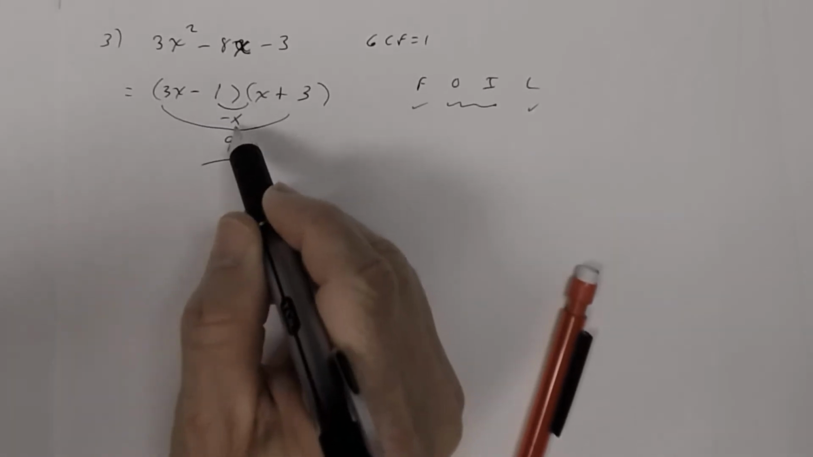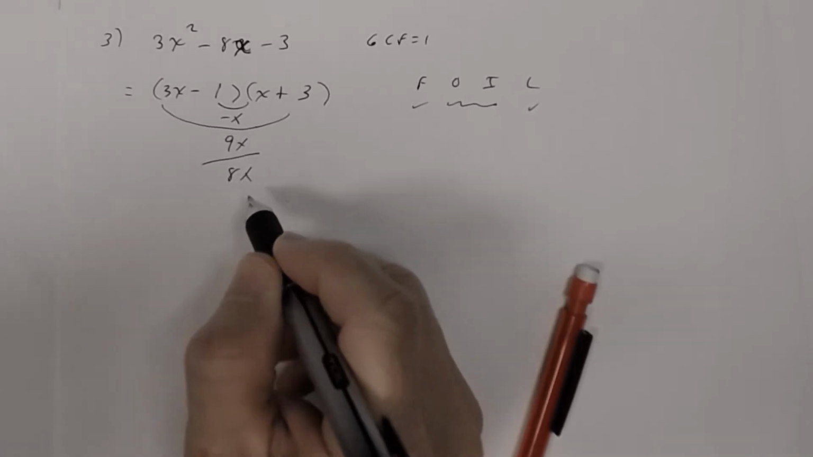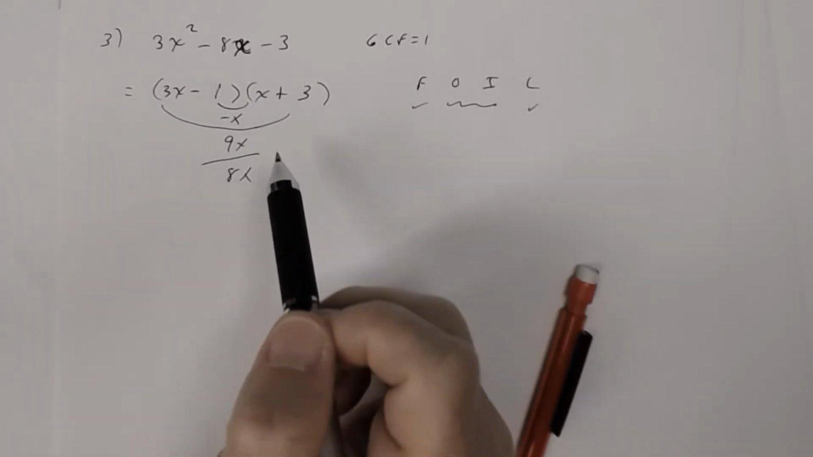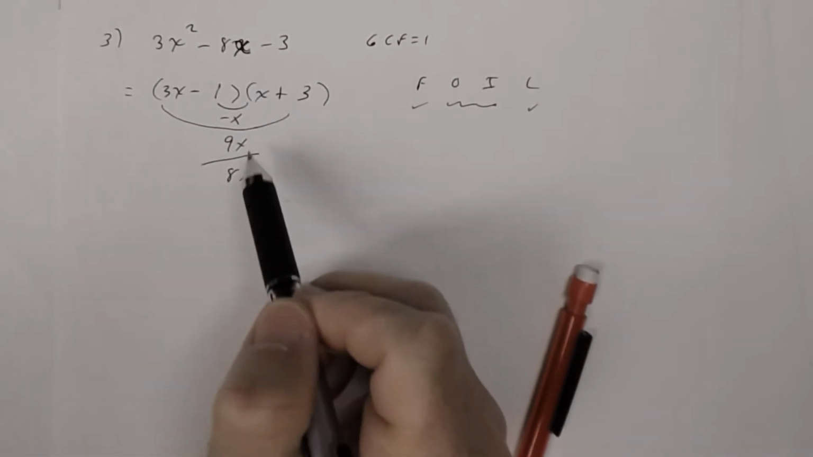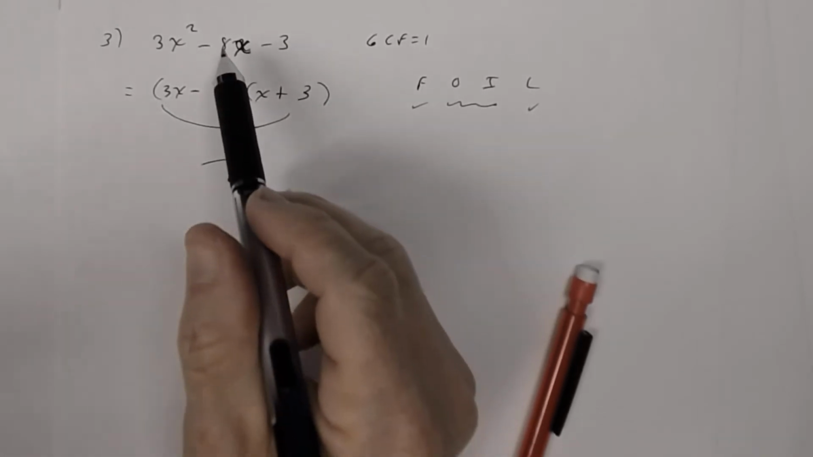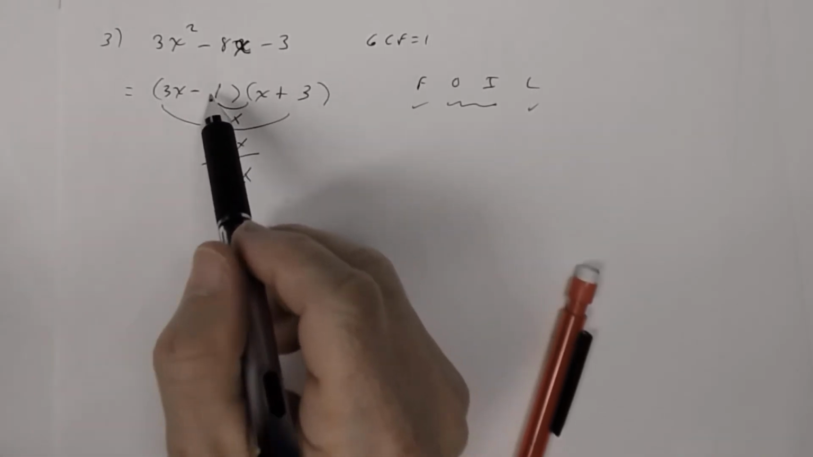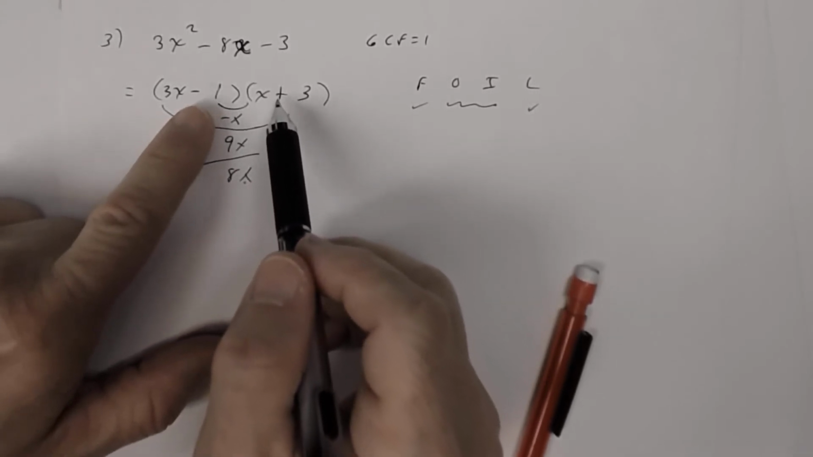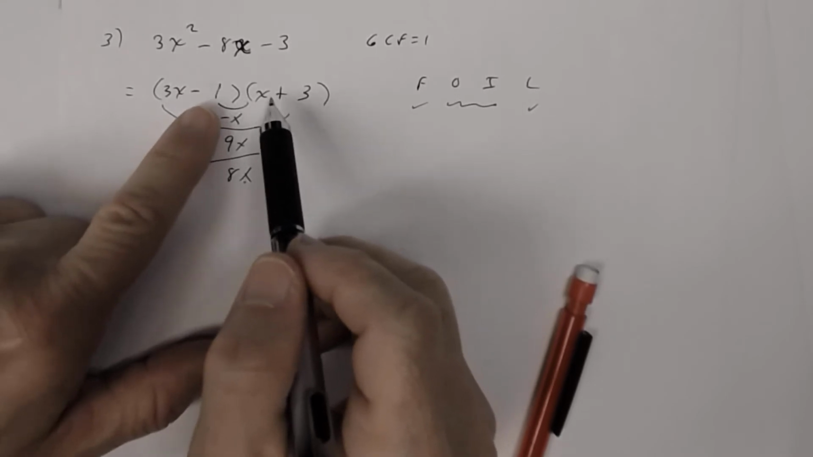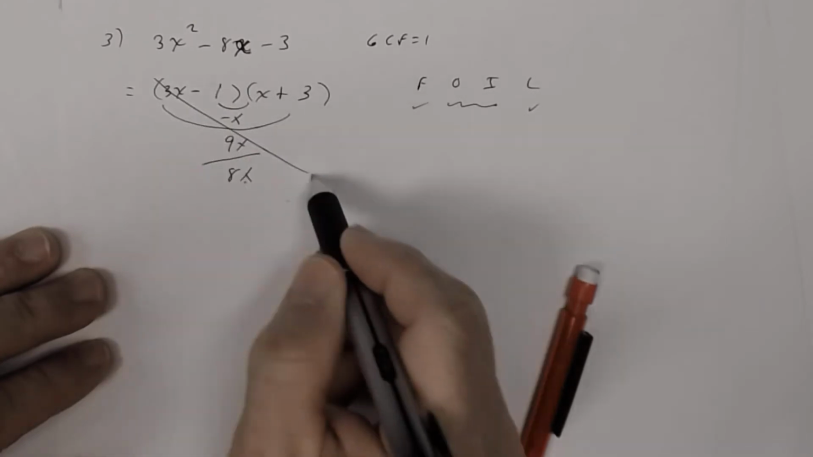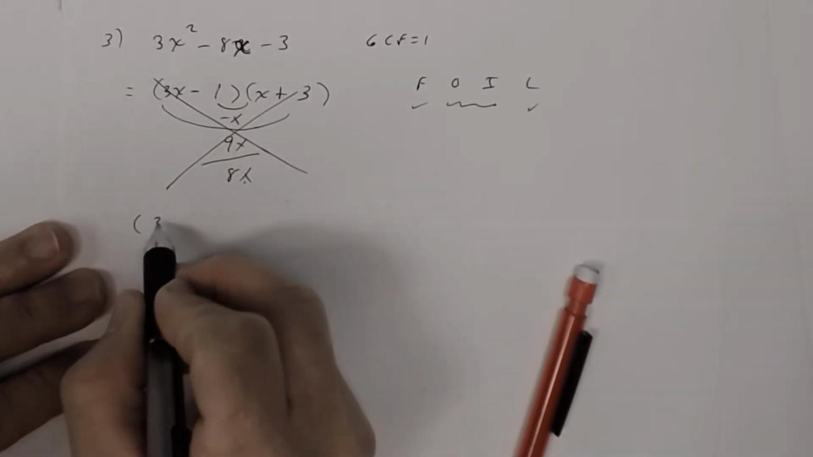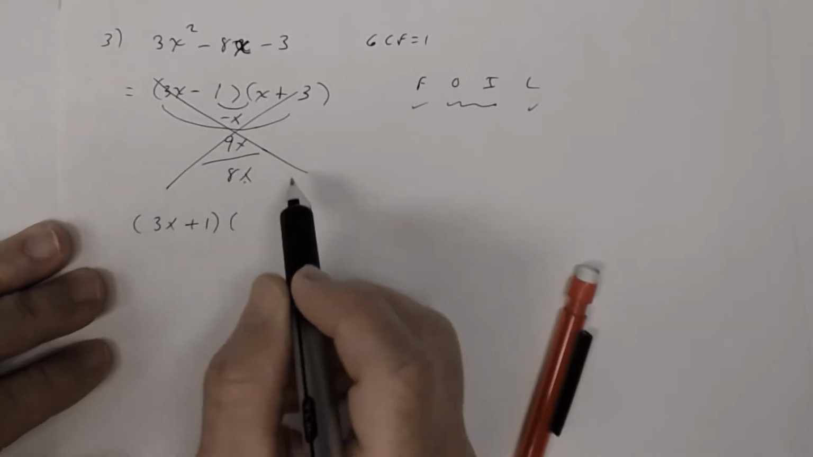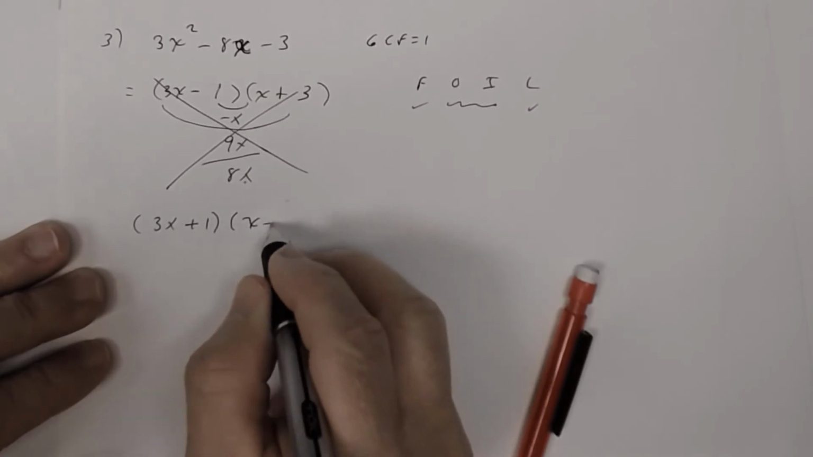And then when I add them up, what's a negative x and a positive 9x? Well, 8x. But what did you want? You wanted a negative 8x. So you're like, well, what do I do now? Hey, you see how those are opposites? You had 8x, you want a negative 8x, so all that means is you just change the signs of the last terms of each binomial. So that did not work, so I'm going to cross that one out. Instead of it being 3x minus 1, it's going to be 3x plus 1, and instead of it being x plus 3, it will be x minus 3.